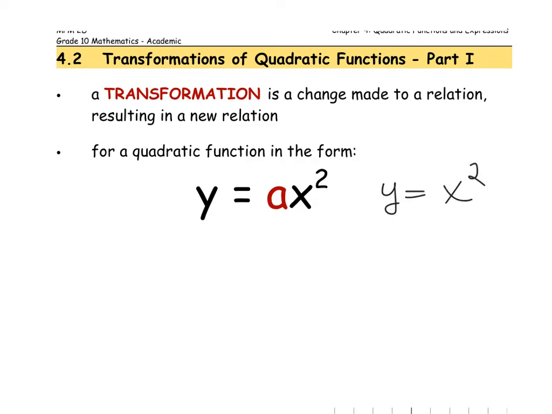So let's consider first our graph of y equals x squared. What is the value of a in this function? Well, there's an understood 1 beside our x squared, so we can say that the value of a in our standard function is 1. And we know that when we multiply anything by 1, we don't change it. So what we did in our activity and what we're going to investigate further is, what happens if the value of a is not 1?